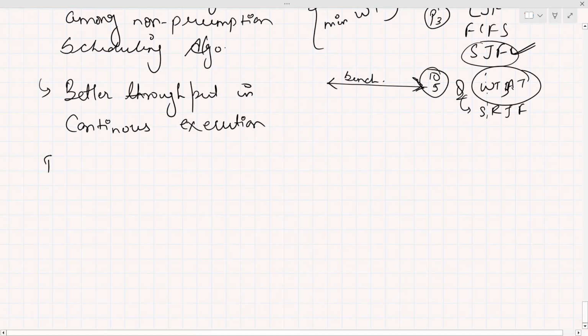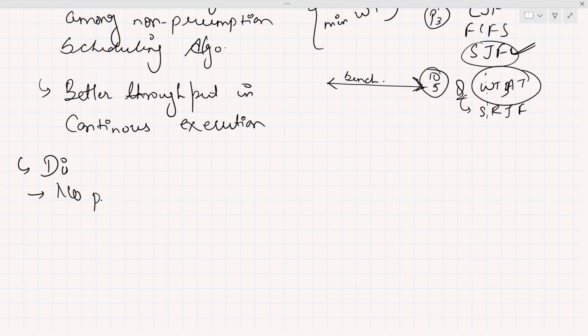Now we talk about the disadvantage of SJF. What is the disadvantage? The disadvantage is that there is no practical implementation. Why do I say that there is no practical implementation? Because the burst time is not known in advance. That's why there is no practical implementation.